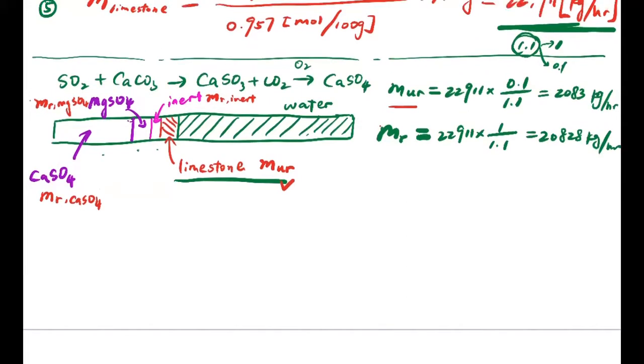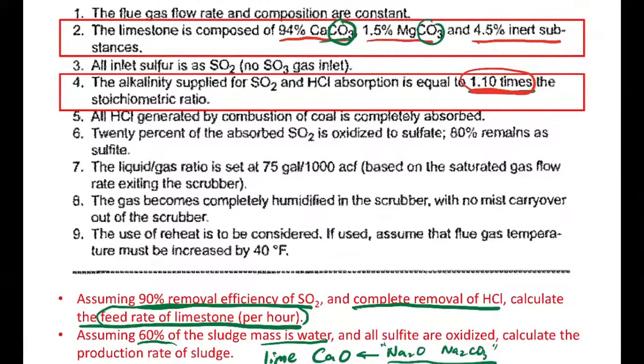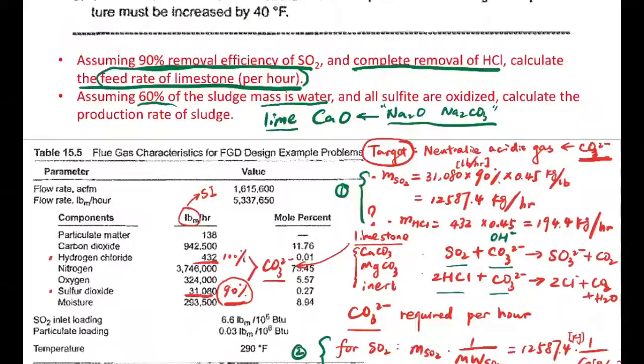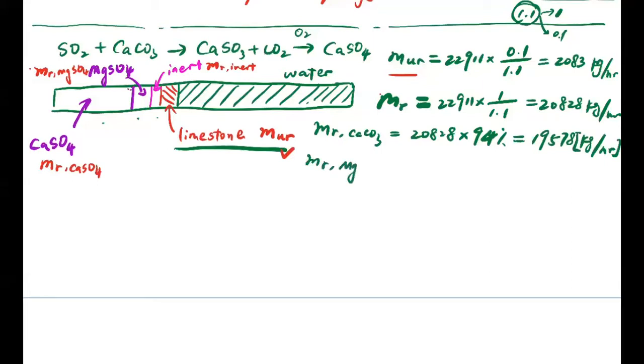And then if we know the reacted limestone, then based on the assumption that 94% of it is calcium carbonate and 1.5% is magnesium carbonate, we can calculate the reacted amount of calcium carbonate. That's going to be 20828 multiplied by 94%. And similarly, we can calculate the reacted amount of magnesium carbonate.